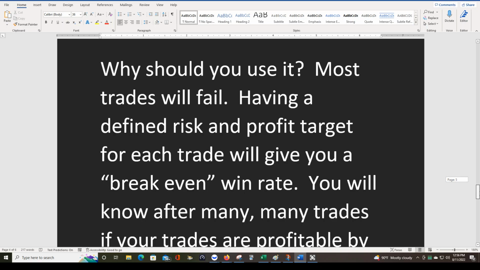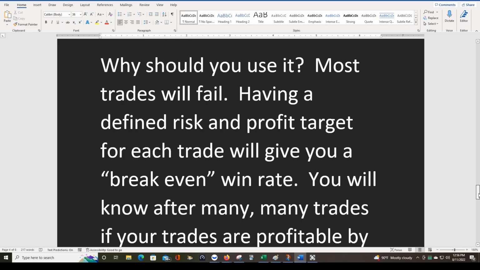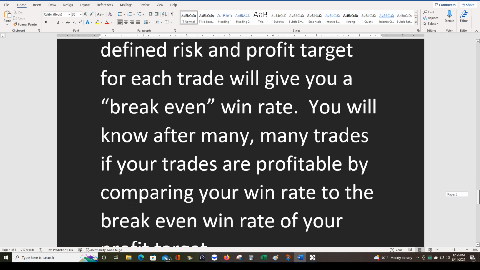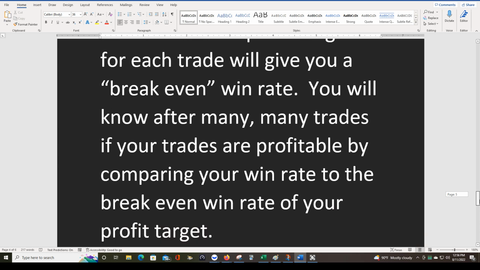So why should you use it? Most trades will fail. I said that earlier. Having a defined risk and profit target for each trade will give you a break-even win rate. So I know it's just a simple mathematical equation that for 3R, the break-even win rate is 25%. So if my win rate is higher, and right now it's 33%, sounds really low, right? But that's way above the break-even. So we're up 7 times our risk after just 21 trades.